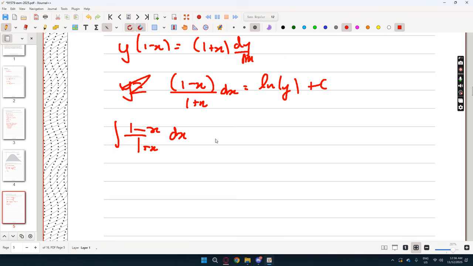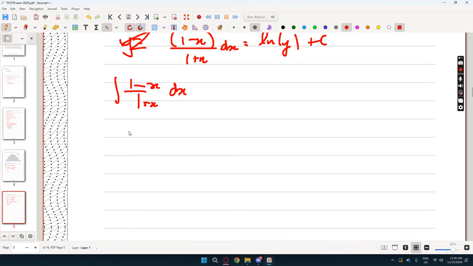Same as saying, if u is 1 plus x, let u equal 1 plus x, then you have the integral of, well, x is u minus 1, so it's 1 minus u minus 1 on u du, which is negative u on u, so negative 1. That can't be right. Done something wrong, obviously.